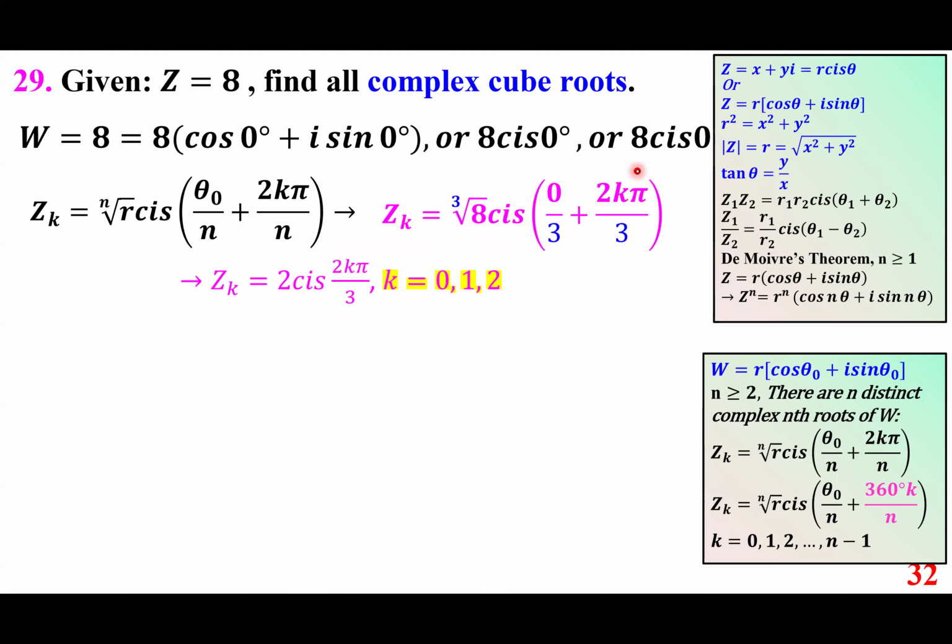And we can use 0, 1, 2, not 3. If you use 3, right away, I want you to recognize, 3 cancels out the 3, and you get 2 pi, which means you go around the circle one complete revolution, and you are going to repeat what you did with 0. So having said that, let's plug in 0. We get 2 cis 0. Let's plug in 1. We get 2 cis 2 pi over 3. Let's plug in 2. We get 2 cis 4 pi over 3.